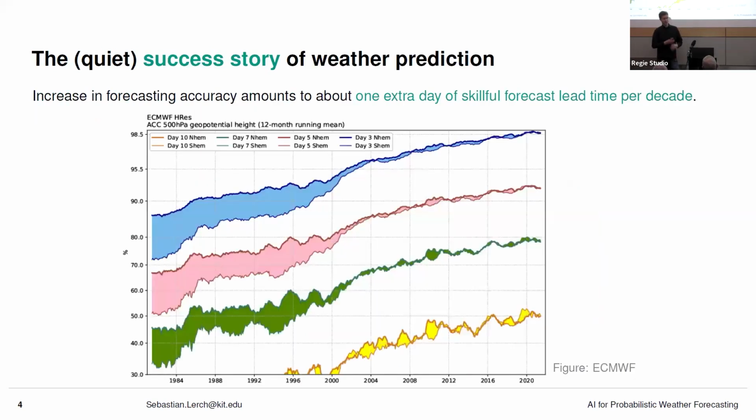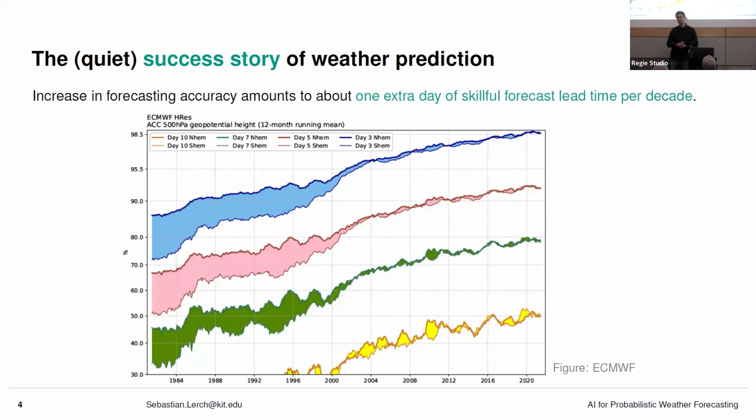Now, these types of models, these numerical weather prediction models, have been used in day-to-day weather forecasting for about 70 years. And this story of weather forecasting is a sometimes unnoticed success story. That's why it's called here a quiet success story. I'll talk about the success story part first, and then why it's a quiet story.